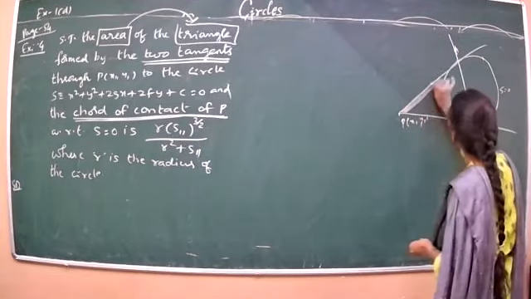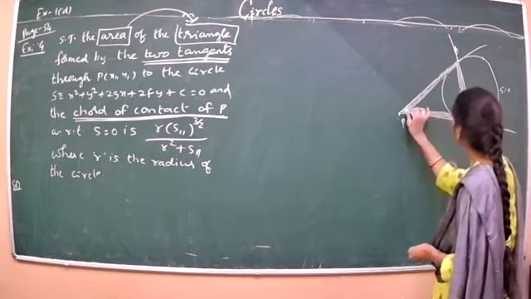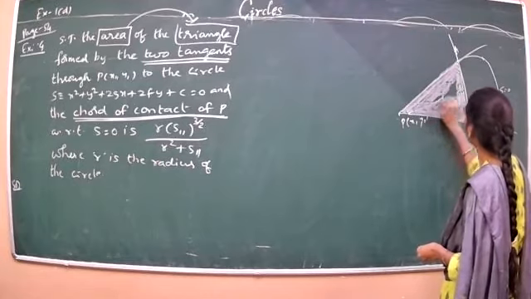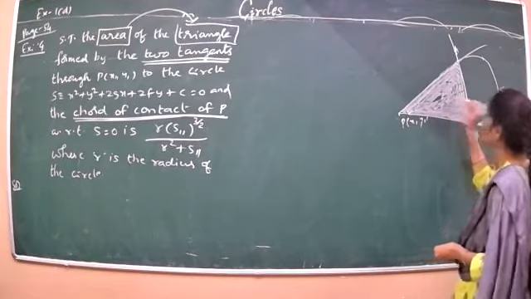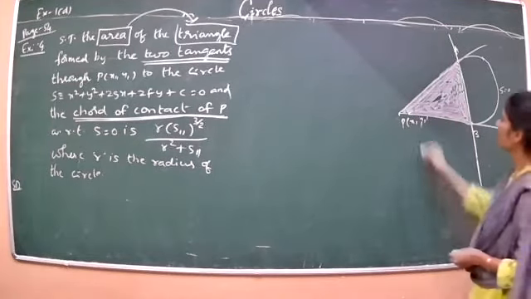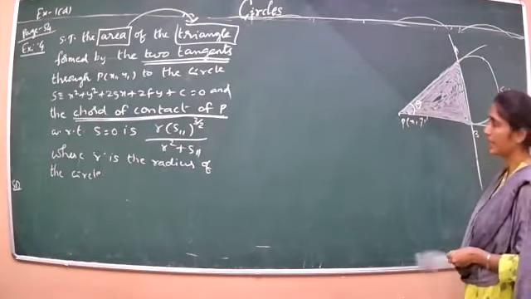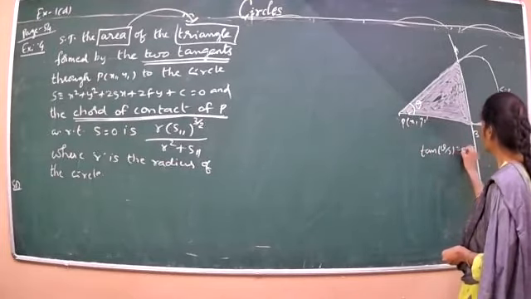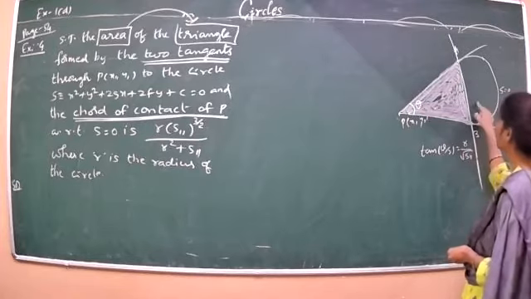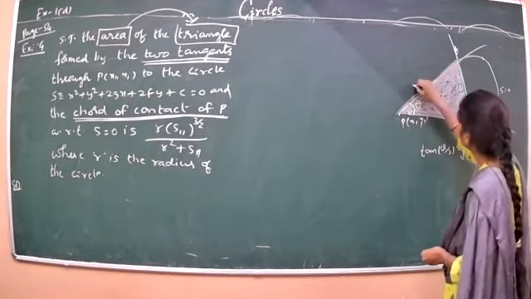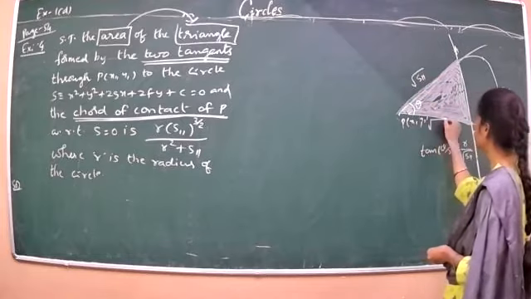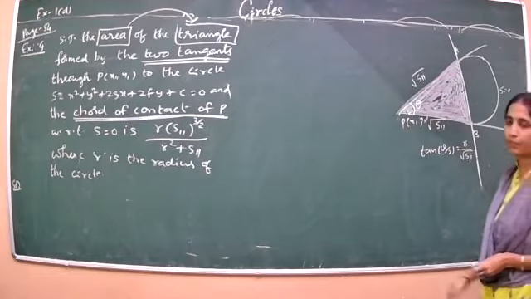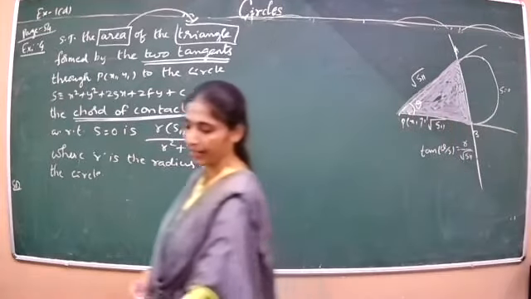Now we shall find the area of the triangle PAB. We already know if theta is the angle, then tan theta by 2 is equal to r by root S11. What is r? Radius of the circle. What is this length? Root S11, the length of the tangent PB. Using this, we will find the area of the triangle.